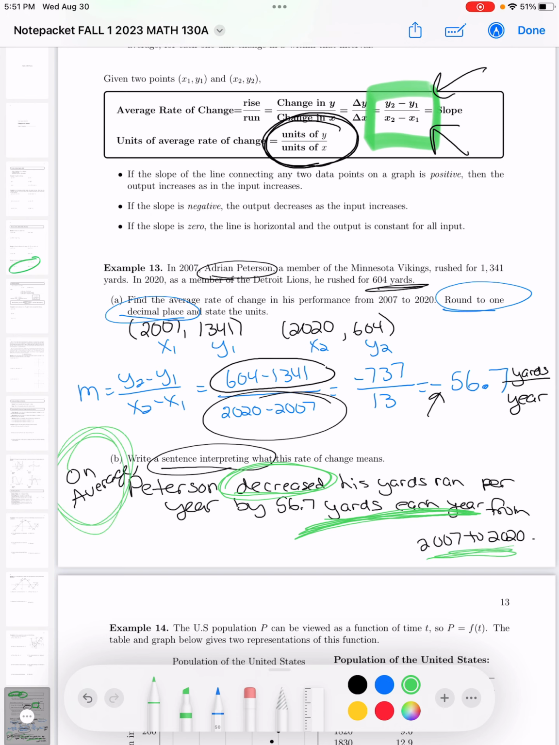The years, that was probably a little bit overkill on my part, but I wanted to definitely make sure I had everything correct. But you've got to have that decreased, or we're going to see an increased one here in a second, and those units in there.